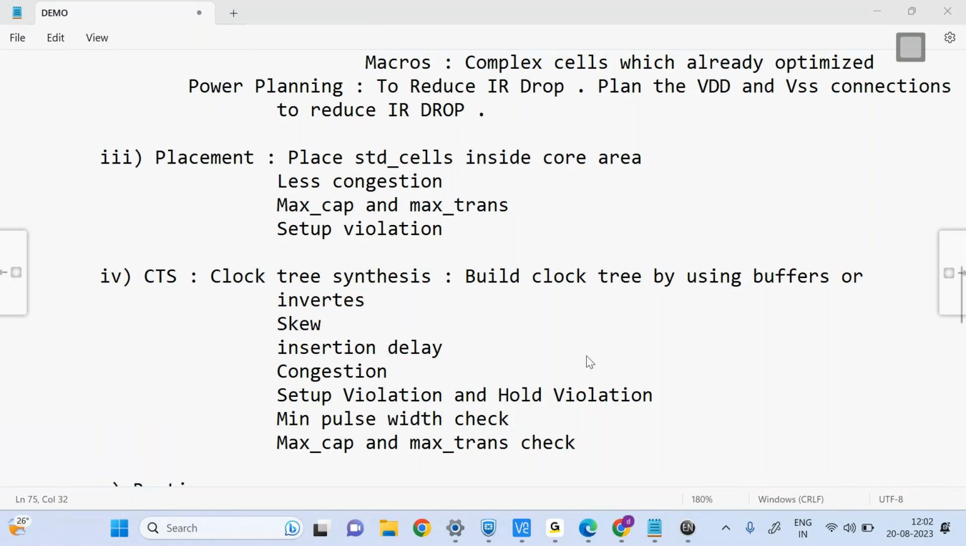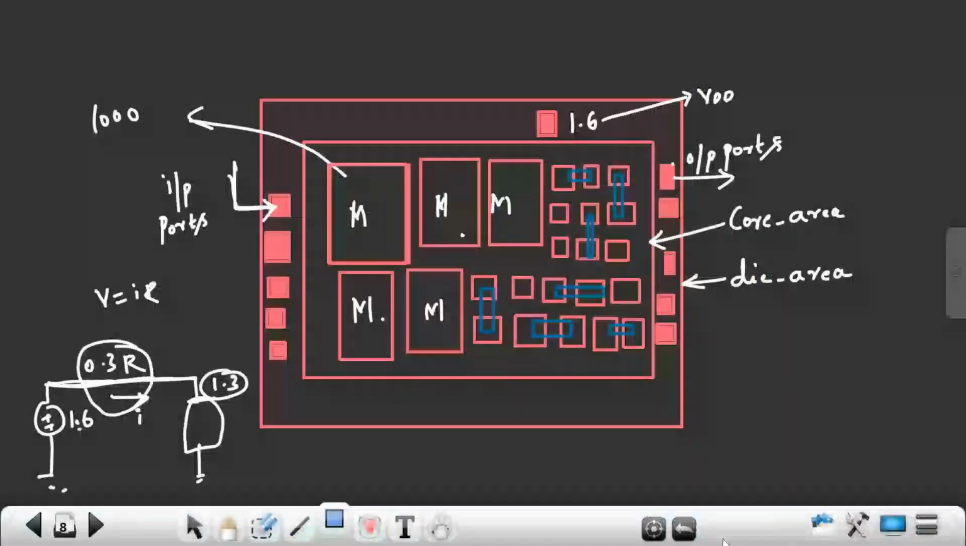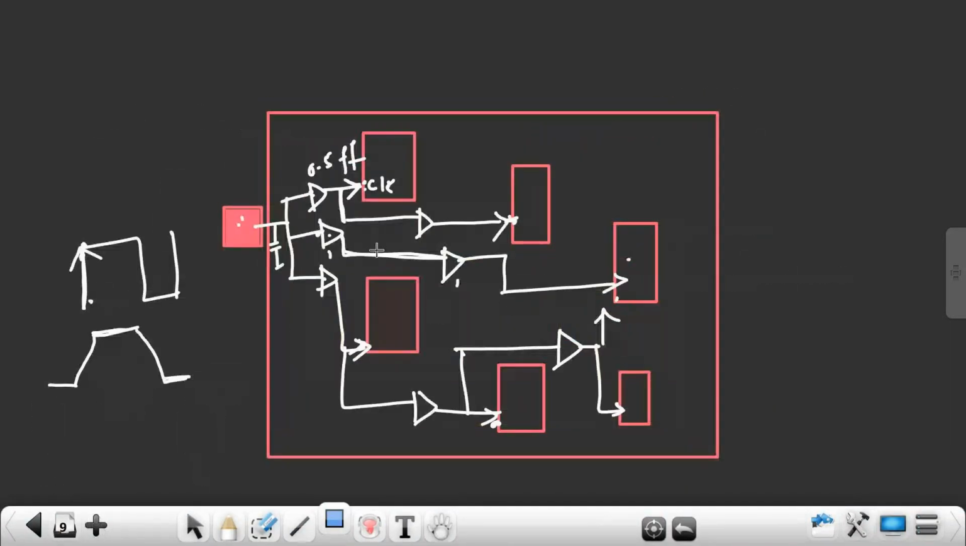See, clock latency is nothing but your insertion delay. That is what we will give as a target to the tool. This much latency, this much insertion delay you have to maintain. You should not use insertion delay more than this. The buffer delay and the net delay from the clock port to the clock pin is called as insertion delay or latency. Both are the same.